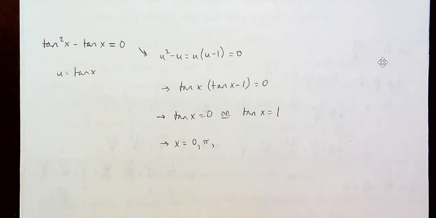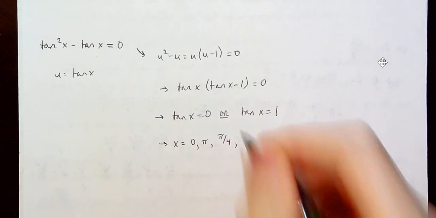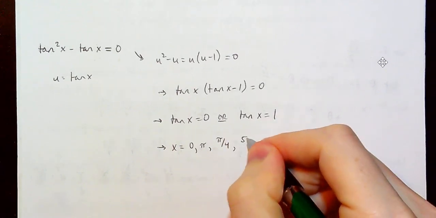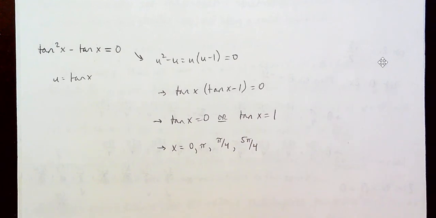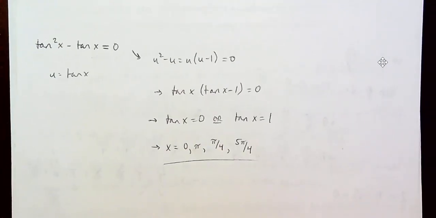We solve the second one here. We need the angles x such that when you plug them into tangent, you'll get a positive 1. Tangent is positive in quadrants 1 and 3. The angle in quadrant 1 that we plug into tangent to get a positive 1 out is pi over 4. So that means we need the angle in quadrant 3 who has reference angle pi over 4, and that will be another solution. The angle in quadrant 3 that has reference angle pi over 4 is going to be 5 pi over 4. So there we go. Those are our 4 solutions to this trig equation right here, tan squared x minus tan x is equal to 0.